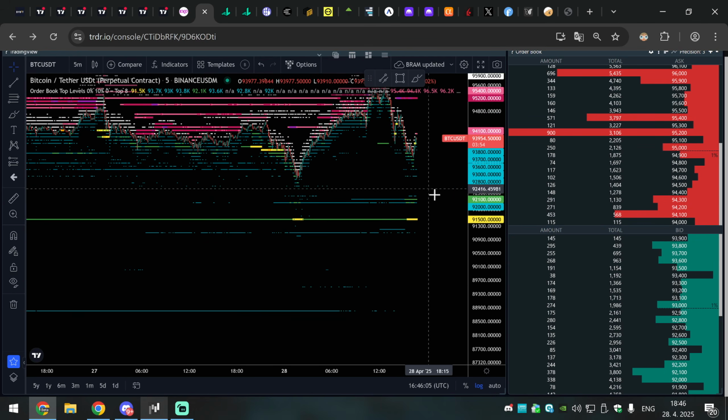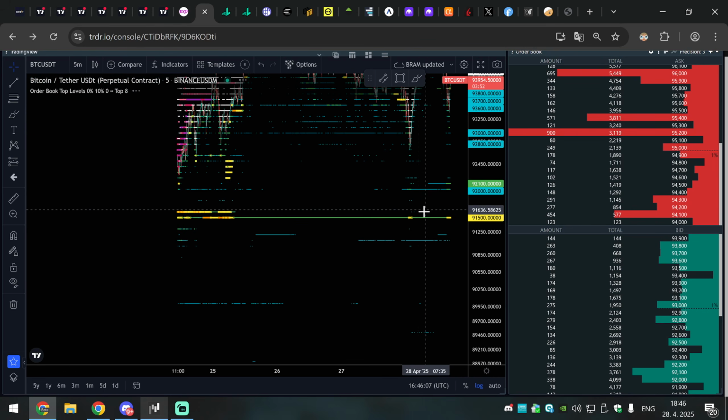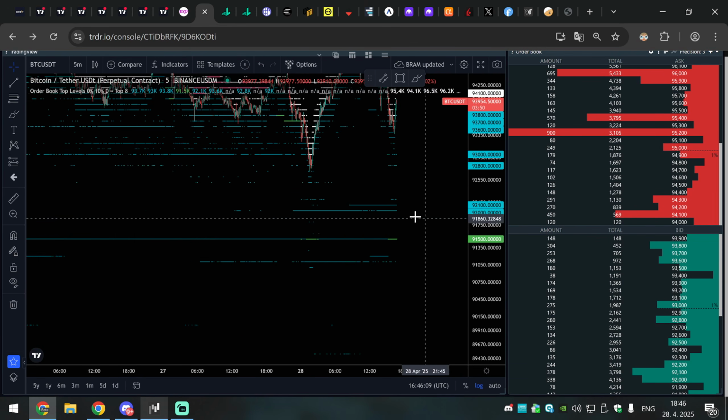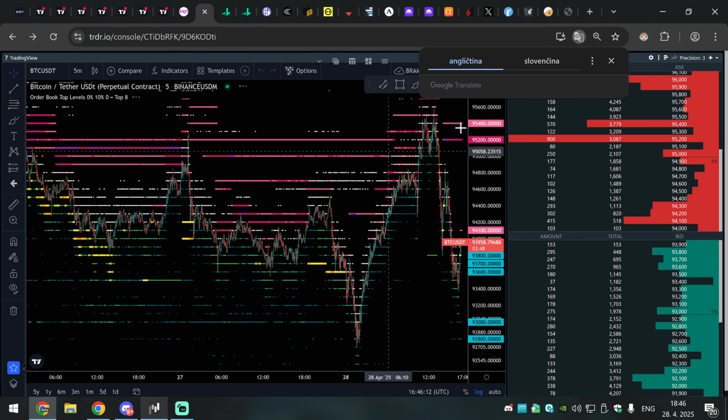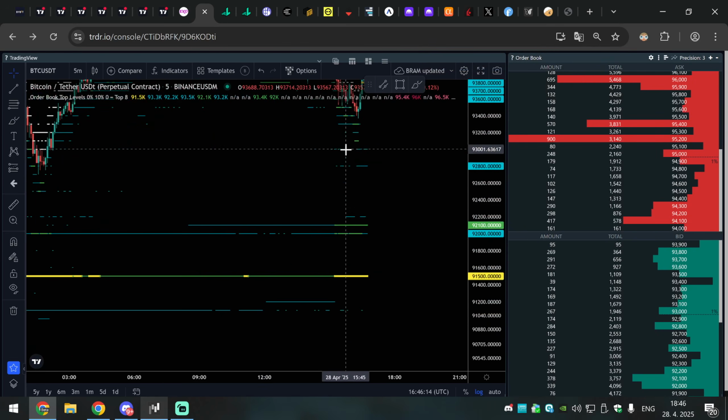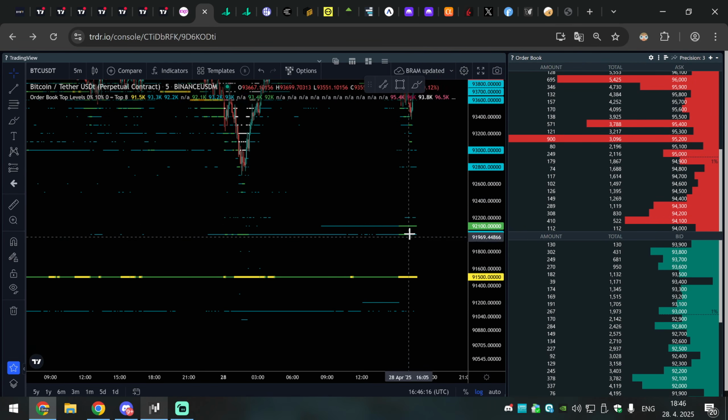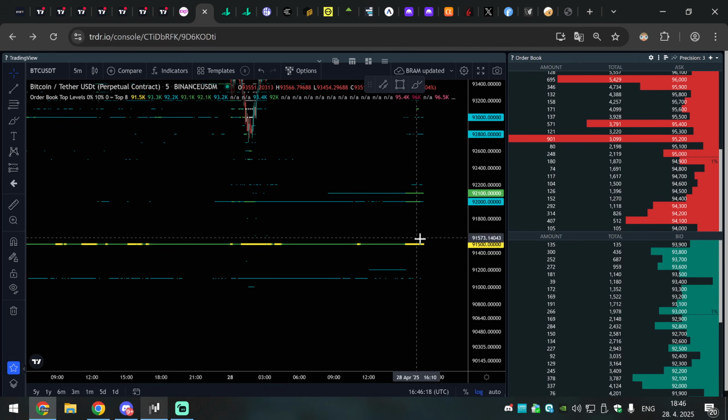So that's what I'm looking for. And to the downside, we keep seeing these areas getting defended. So this area 92,000 to 92k, and then a big wall at 91,500.